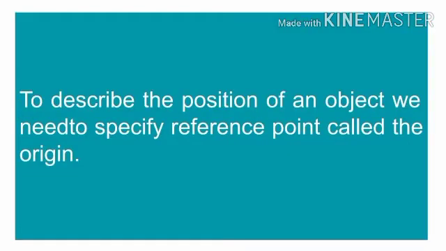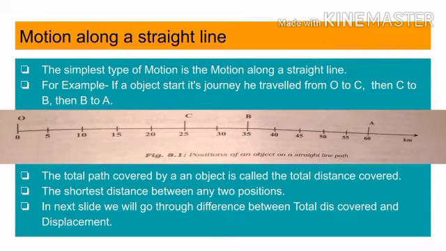To describe the position of an object, we need to specify a reference point called the origin. As per the NCERT, you can see the NCERT textbook for more reference. Motion along a straight line. The simplest type of motion is motion along a straight line. For example, if an object starts its journey, it travels from O to C, then C to B, then B to A, as per the given figure. The total path covered by an object is called the total distance covered. The shortest distance between any two positions is the displacement. Then in the next slide, we will go through the difference between total distance covered and displacement.